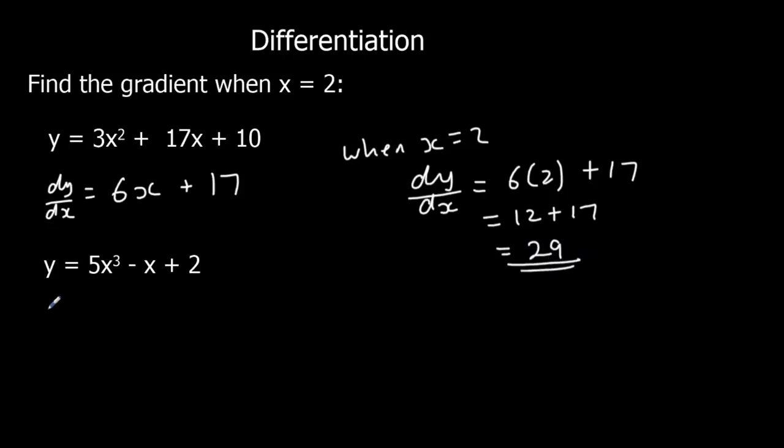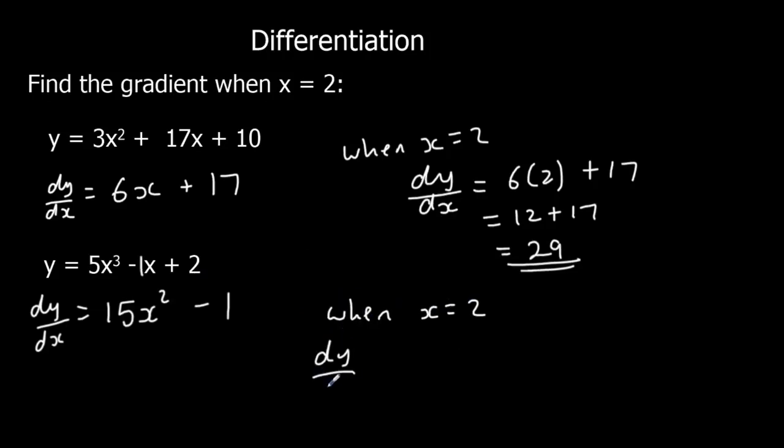And the second one here, so first step, we're going to find the gradient function. So dy dx is timesing by the power, so 15, taking 1 off the power, x squared, and then minus 1, because we've got minus 1x here, the 2 disappears. So when x is 2, we have dy dx as 15 times 2 squared, take away 1, which is 15 times 4, take away 1, 15 times 4 is 60, 60 minus 1 is 59.